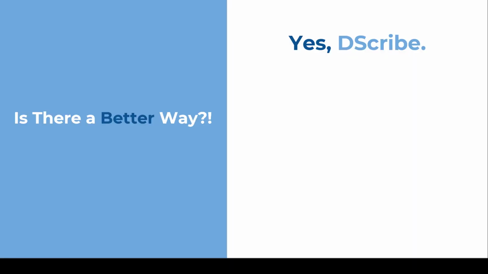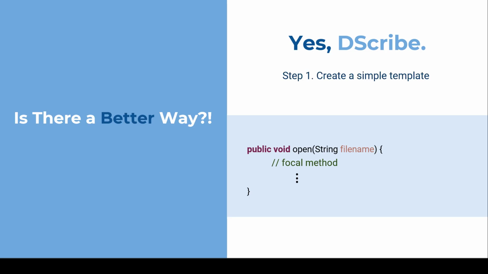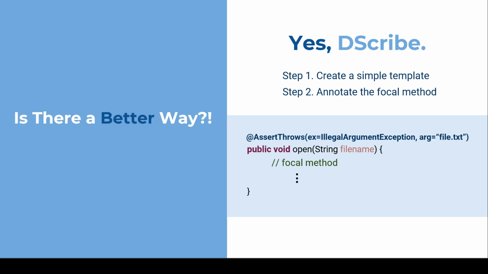DScribe allows developers to define each specification once using simple templates. Then, using a single Java annotation, developers can generate unit tests and documentation in a consistent and streamlined fashion.